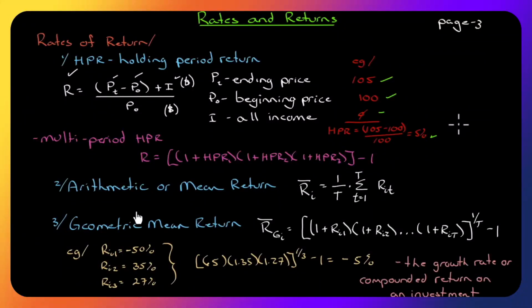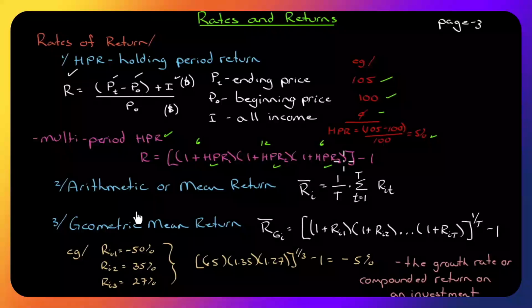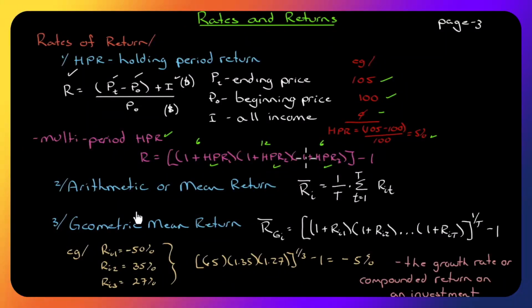A multi-period holding return. Let's say that you have a number of different periods. Let's say you have a 6-month period, a 12-month period, and another 6-month period, and you calculate holding period returns for all three. You can just chain multiply them, subtract 1, you'll get your rate of return. That rate of return will be a 2-year rate of return, not an annualized rate. Now, it's still not annualized. That is for 2 years. Again, later on, I'll show you how to annualize that.